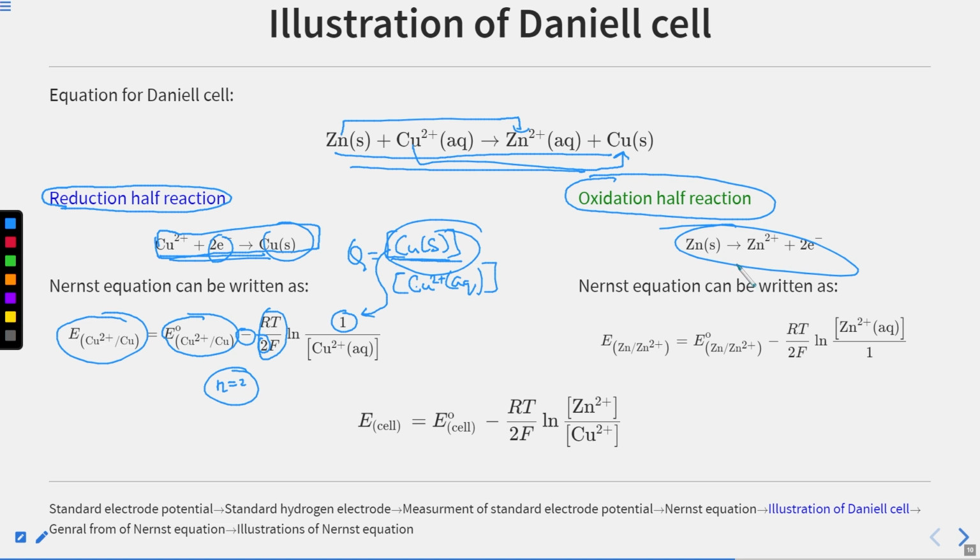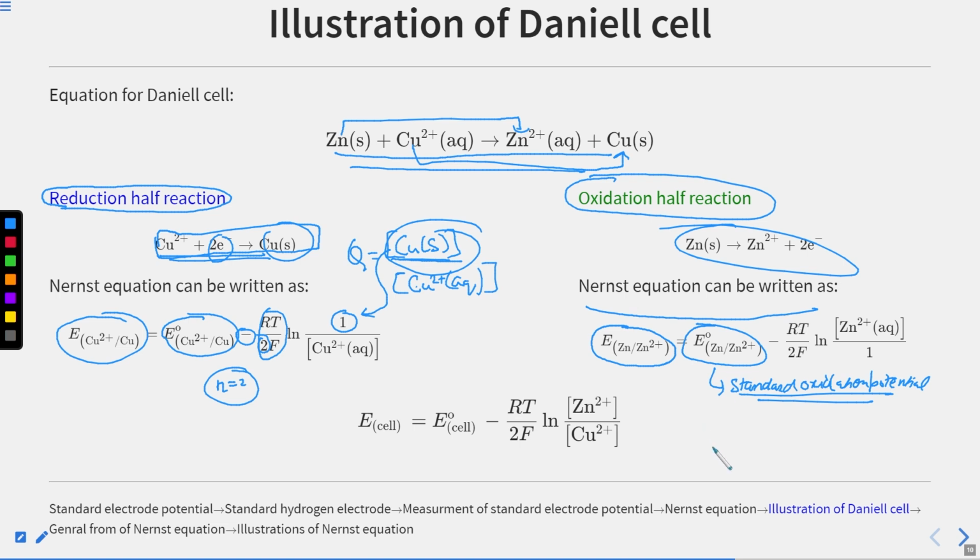Yes. Then how will it go to Zn2+? By losing 2 electrons. The Nernst equation can be written as, since we are going from Zn to Zn2+, E of Zn going to Zn2+ is equal to E naught of Zn going to Zn2+. It is basically our standard oxidation potential. Why is it taken as standard oxidation potential? Because we are getting zinc oxidized.